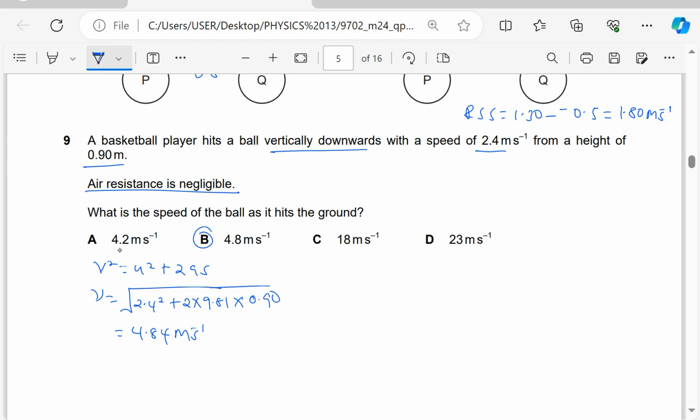Alternatively, because it's falling, it is losing gravitational potential energy as it gains kinetic energy. So I will say the gain in kinetic energy is going to be equal to the loss in potential energy. This equation can only be used if air resistance is negligible. So the gain in kinetic energy is going to be a half times mass times the final speed which we want, v squared, minus the initial speed which we had, which is 2.4 squared.